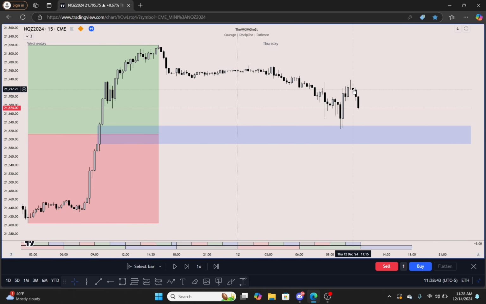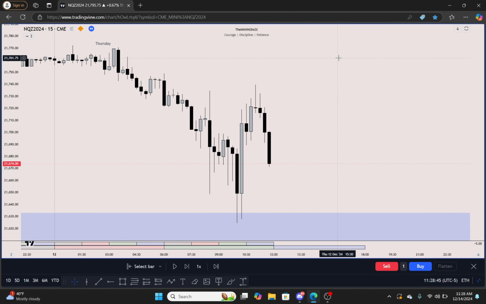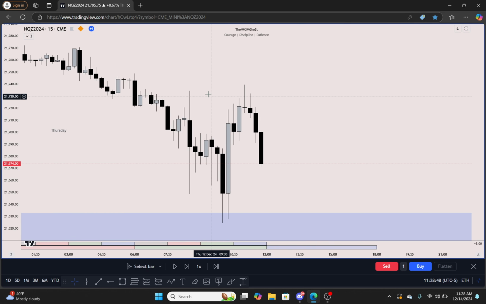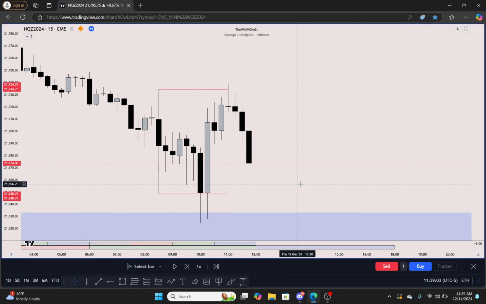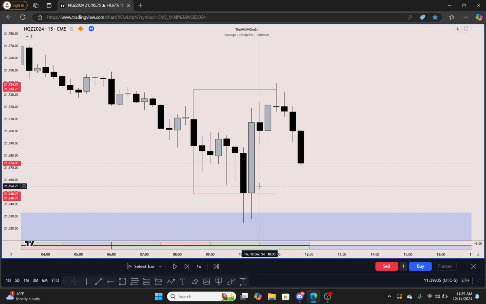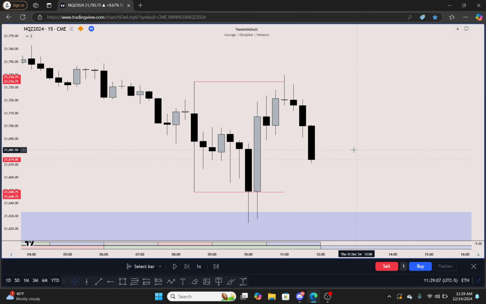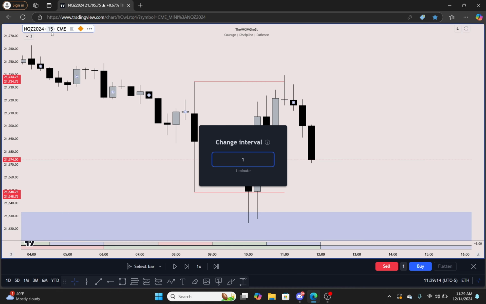Okay, so now we're going to zoom in even further. We're going to look at what the 8:30 news release provides. It provides for both liquidity above and below. And this is where our model comes into play. So we are going to drop down into a 1-minute chart.